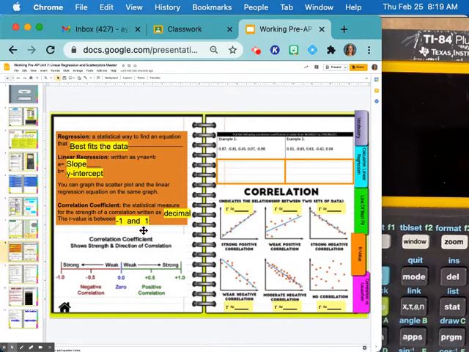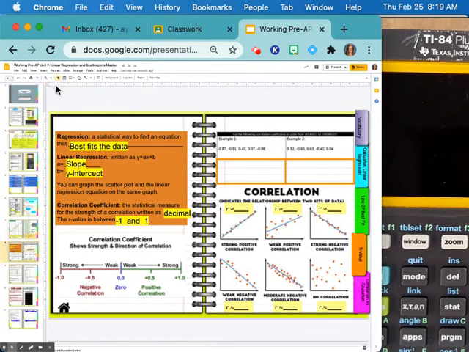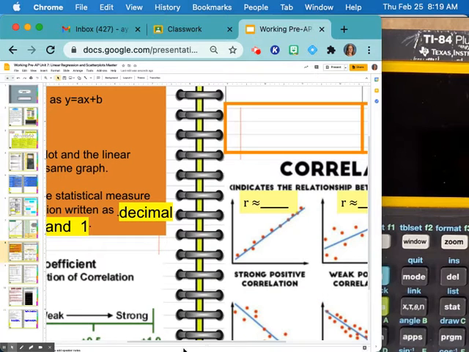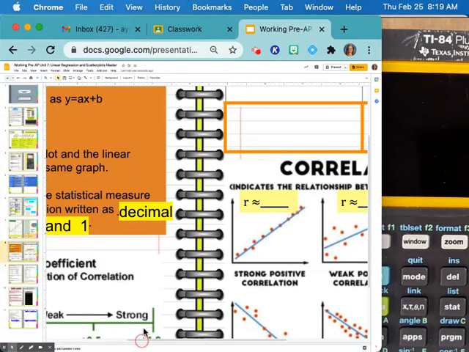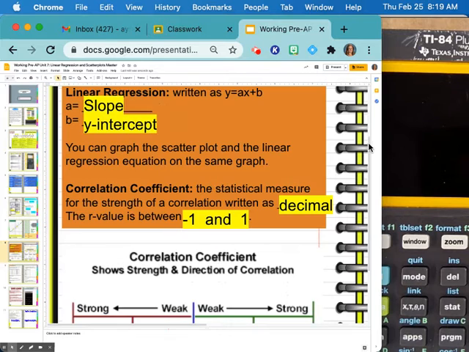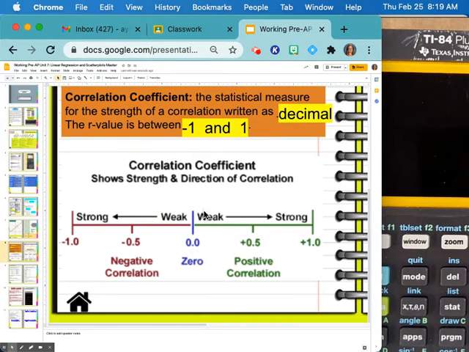Okay, so let's look at this little number line here. This tells you really what that R means. So let me zoom in. So 0 is in the middle. That represents 0 correlation. So that would be like a scatter plot that doesn't have any direction. Doesn't go positive, doesn't go negative, just dots are everywhere. No particular order, doesn't go up, doesn't go down.